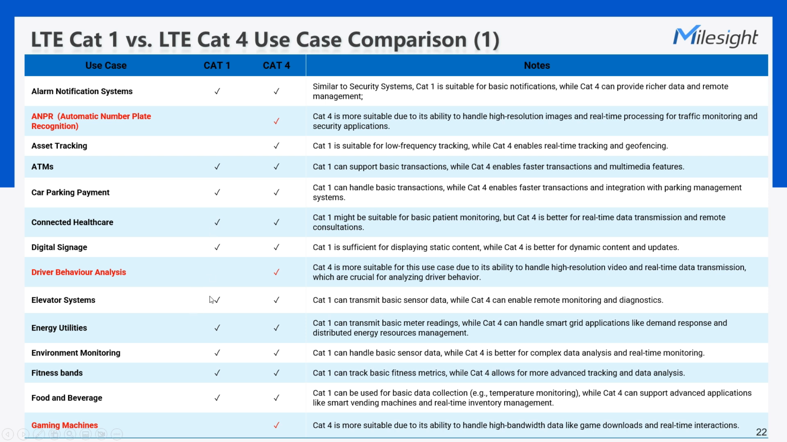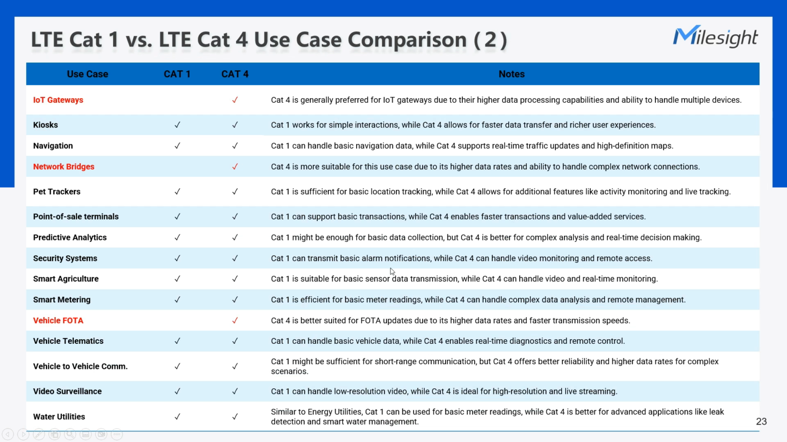Now, crucially, there are some scenarios where Cat 1 just isn't an option. Think of applications like automatic number plate recognition, analyzing driver behavior, using high-resolution video streams, or even online gaming. These demanding applications require the high-speed, low-latency pipeline that only a technology like Cat 4 can provide. And then you have scenarios like IoT gateways, network bridging, and FOTA, firmware over-the-air updates. In these cases, Cat 4 is often the go-to choice over Cat 1.